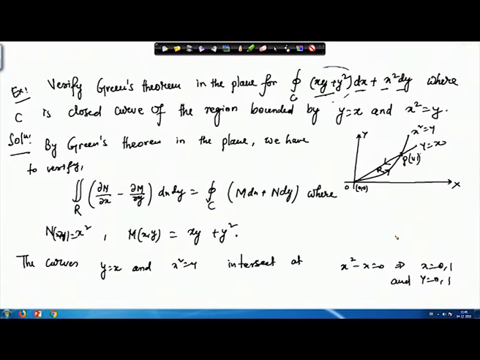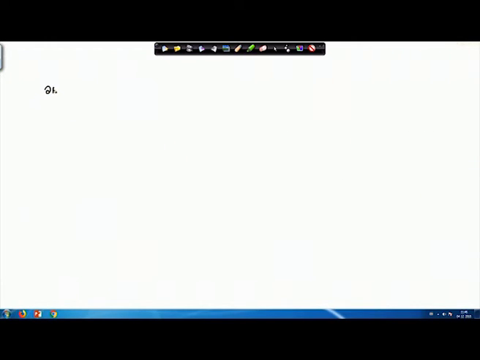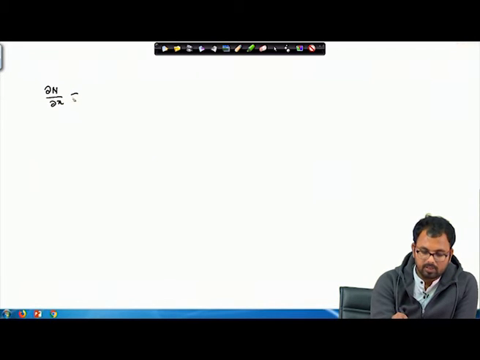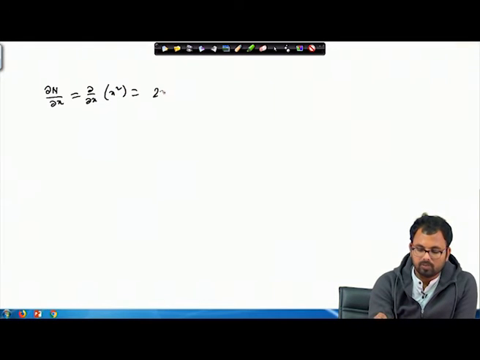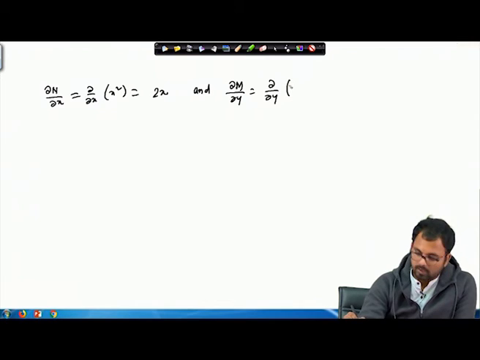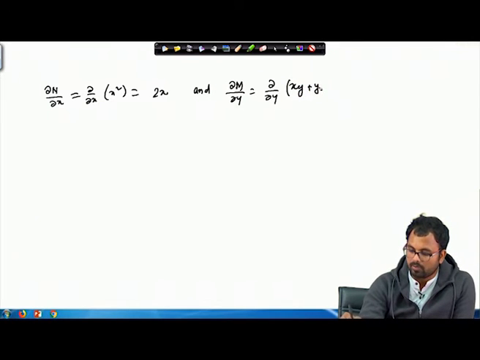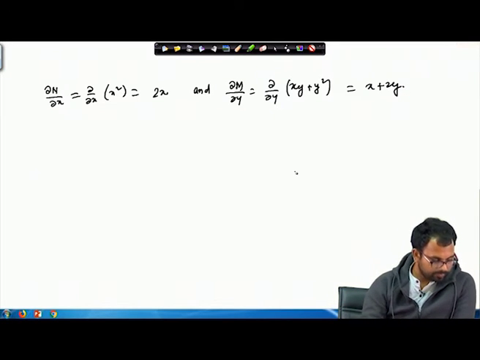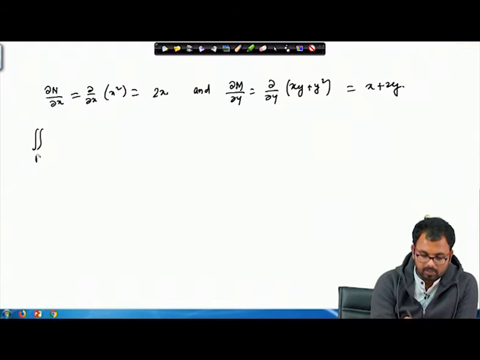All right. So, ∂N/∂x would be ∂/∂x of x square. So, this is basically 2x, and ∂M/∂y would be ∂/∂y of xy plus y square. So, this will be x plus 2y. All right. Now, we will calculate the surface integral.